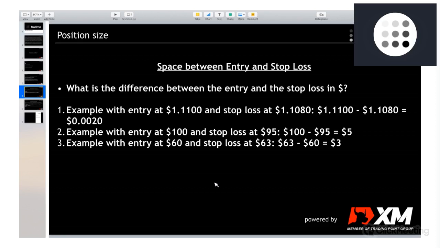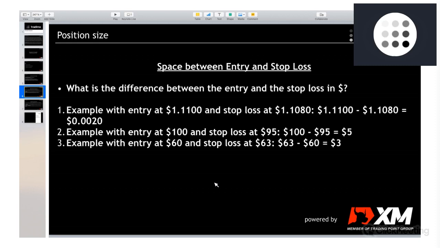The second step was the space between the entry level and the stop loss level. If you enter a trade, for example a long position, then you should have a stop loss level in mind. And if you have this, then you can measure the distance or the difference between the entry level and the stop loss level. And also here I have three examples, pretty simple.